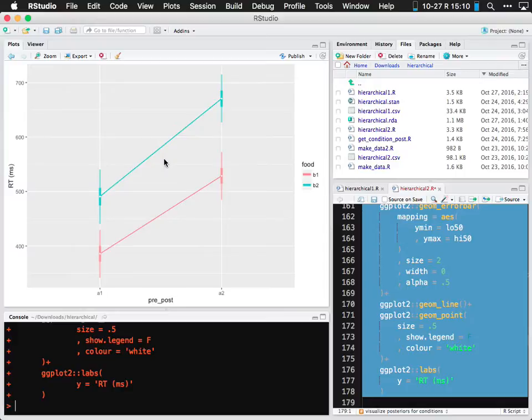I thought for an interaction, usually the lines have to be crossed. Nope, just non-parallel. Cross would be the maximum possible interaction, but anything non-parallel is an interaction. Because it's increasing more for B2, both are increasing, but it's increasing more in one condition. But I thought to reach significance, you had to cross. Nope. Because that's how it was with SPSS.